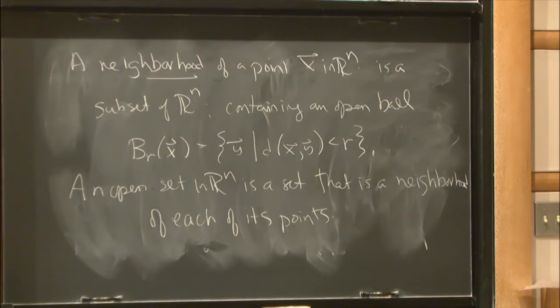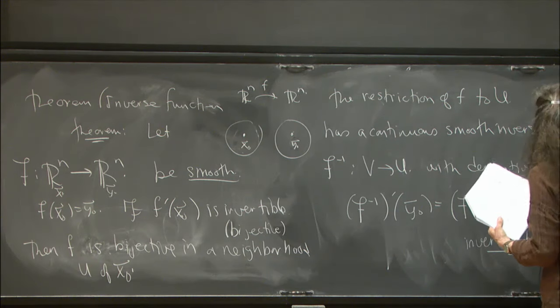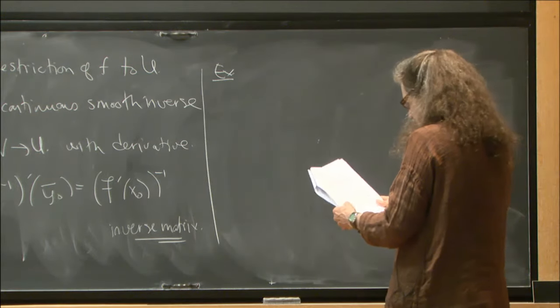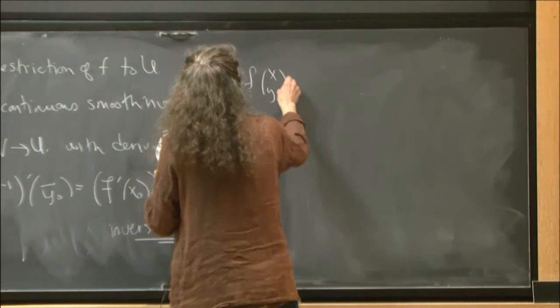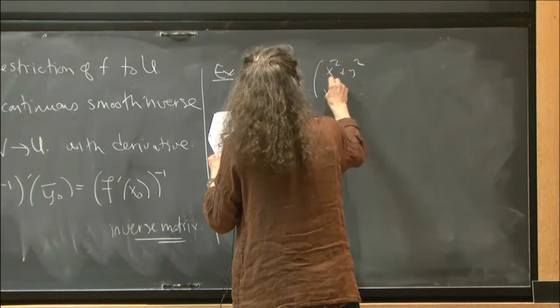Okay, so all right, we do an example. So here's an example. f of x, y is equal to x squared plus y squared, x squared minus y squared.